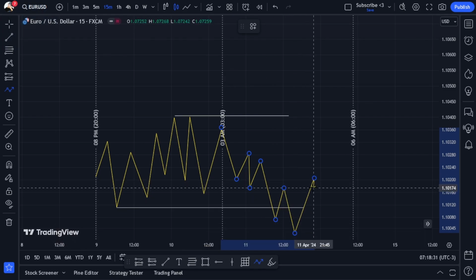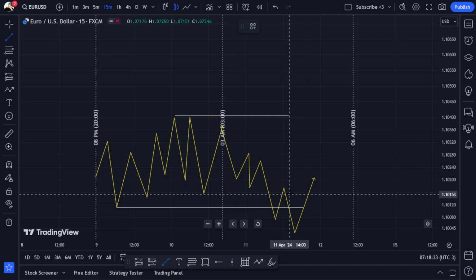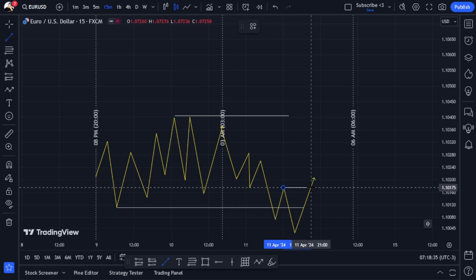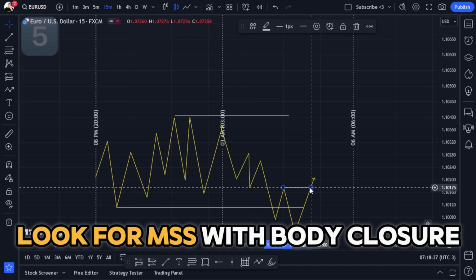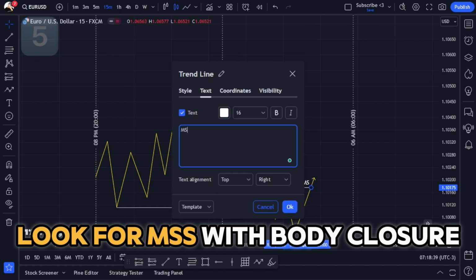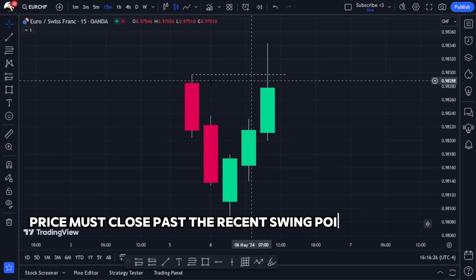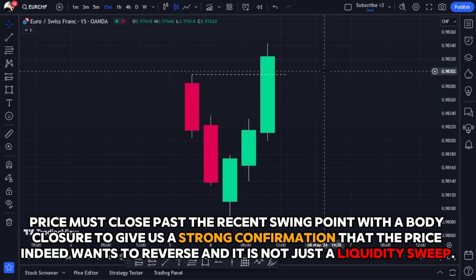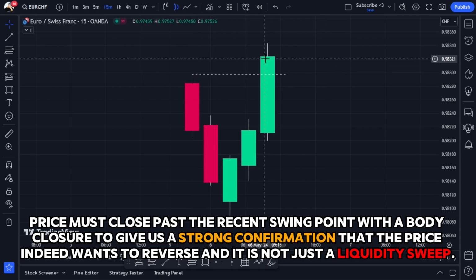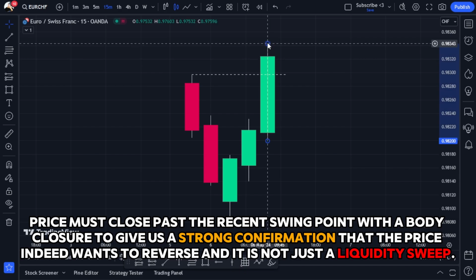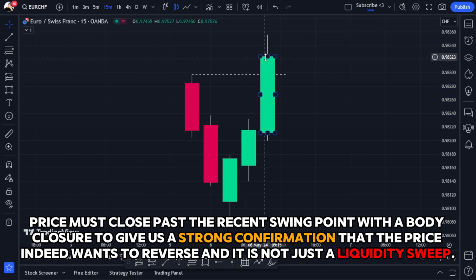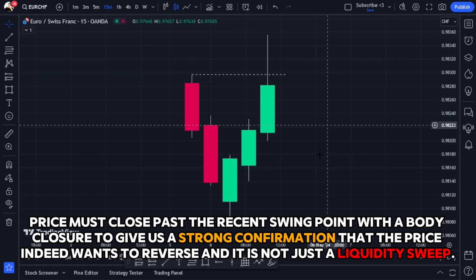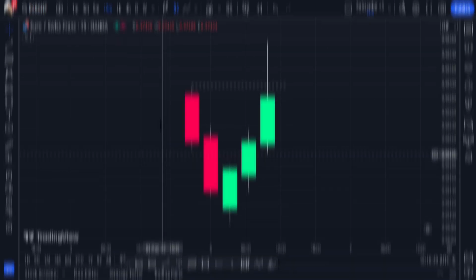Once liquidity gets taken, whether it's the Asian session range's high or low, we will look for a market structure shift with a body closure, which means the price should reverse and close beyond the recent swing point with a candle body closure, not just a wick. A market structure shift is an indication that the market is shifting its structure, going bullish to bearish or bearish to bullish, giving us a high probability confluence.